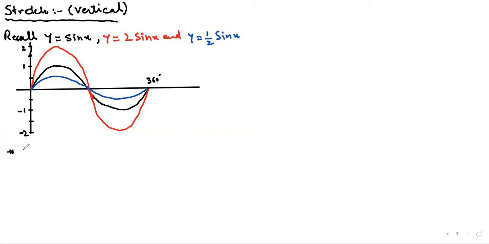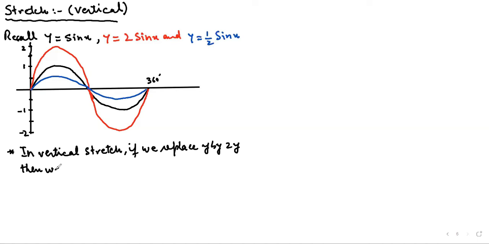In vertical stretch, if we replace y by 2y, then we will multiply the y coordinate by 2.